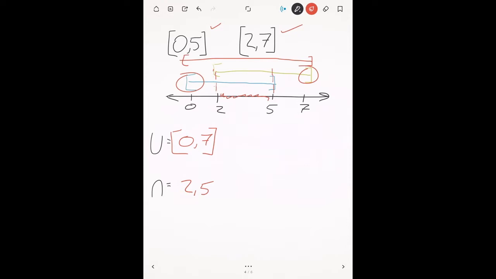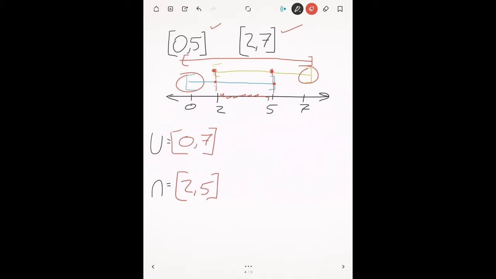But now the question is, do we include 2? Do we include 5? Well, 5 is in the green set, and it's in the blue set, so we're going to include it. And 2 is in the blue set, and it's in the green set, so we'll go ahead and include that as well. 2 and 5 are in both of these sets, so we're going to include them, and that makes our intersection.